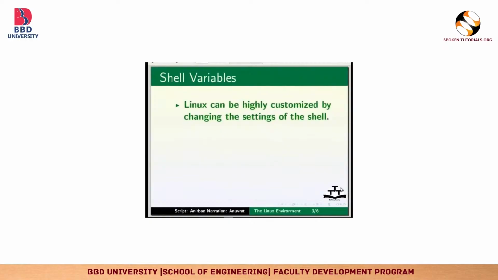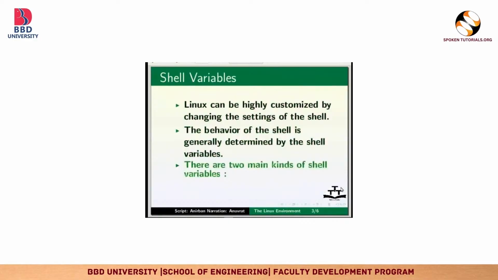Linux can be highly customized by changing the settings of the shell. Let us understand how all this can be done. The behavior of the shell is generally determined by the shell variables. There are mainly two kinds of shell variables: environment variables and local variables.